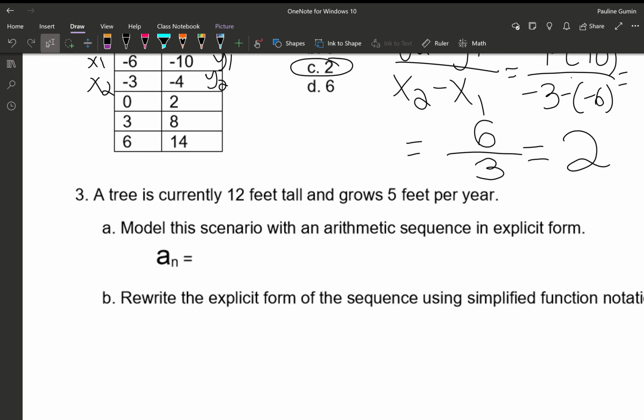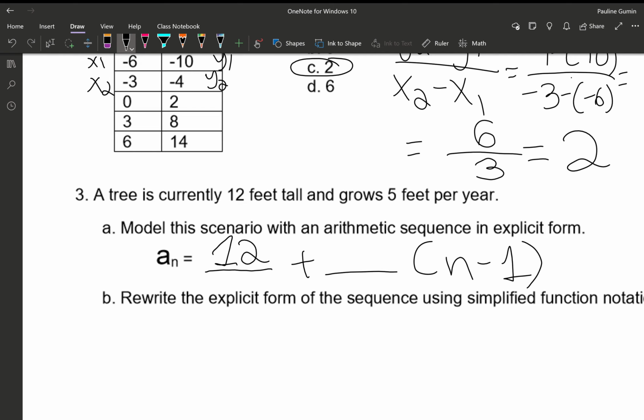Number 3, a tree is currently 12 feet tall and grows 5 feet per year. Let's model this scenario with an arithmetic sequence. Now the way we do this is by plugging it into this formula right here. The first thing that we write down is our initial height, so that's 12, and then we write down our pattern.